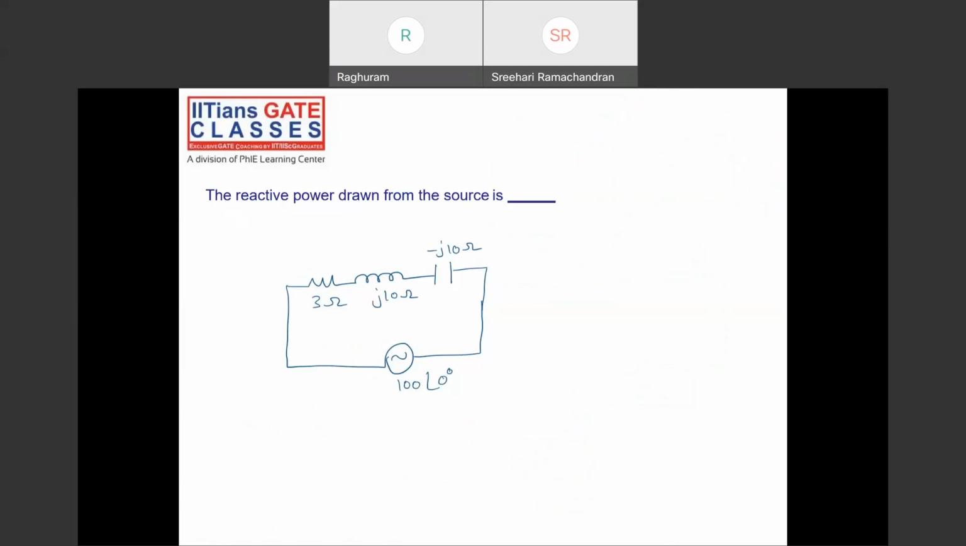So similar one, reactive power drawn from the source. Okay, reactive power is nothing but V I sine theta. So for sine theta, what is j10 minus j10? The difference of XL and XC is 0, right?